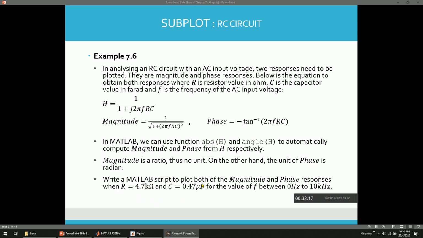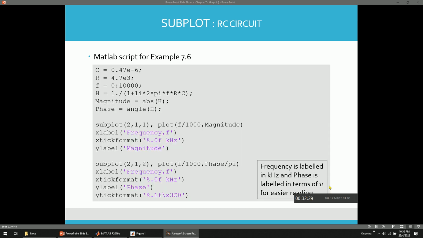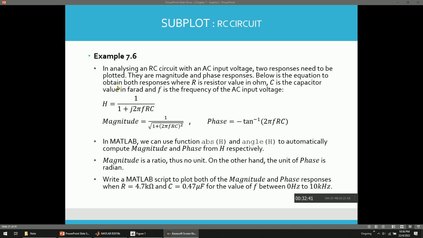Write a MATLAB script to plot both magnitude and phase when R equals this value, C equals this value, and F is changing from 0 to 10 kilohertz. Of course R and C are just constants, and F is the variable here. You can use the characteristic equation here.